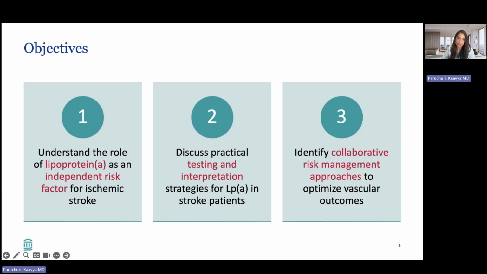My objectives today are threefold. First, to clarify the role of Lp(a) as an independent risk factor for ischemic stroke and highlight the clinical scenarios where testing is most informative. Second, to walk through practical approaches to LPA testing and interpretation in stroke patients, including how to interpret and discuss these results with your patients. And finally, to outline collaborative risk management strategies, working with cardiology and preventive teams to help optimize vascular outcomes in patients who have elevated Lp(a).